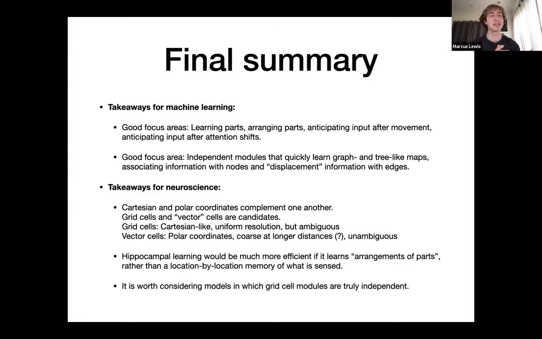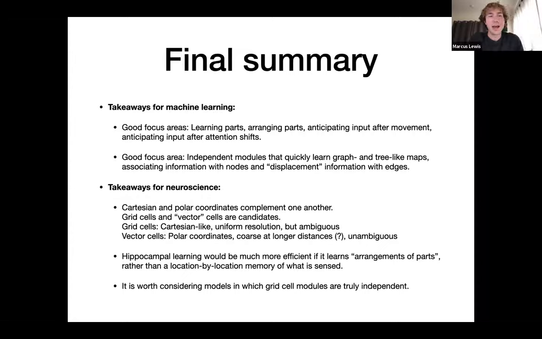The second takeaway would be stepping back to consider what the computational substrate should look like. It seems that having a set of independent modules that quickly learn graph and tree-like maps would be a good system. In this system, it would associate information with nodes and displacement information with edges. And finally, some takeaways for neuroscience.